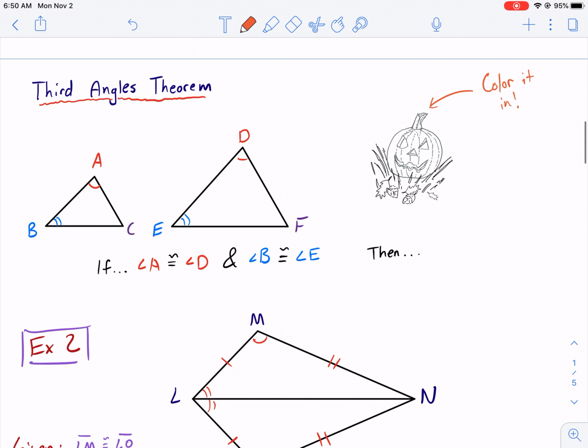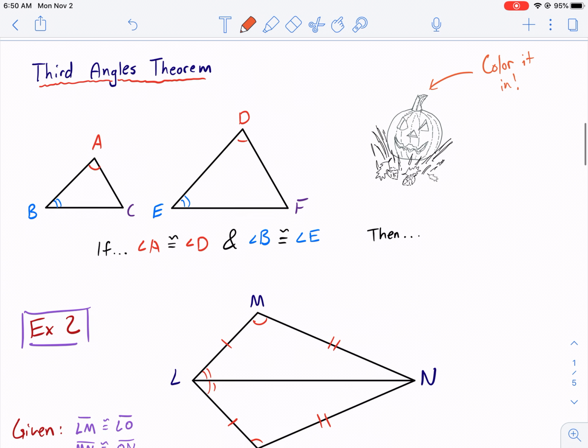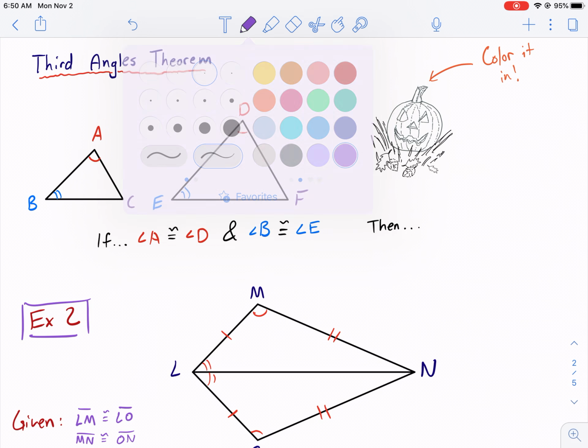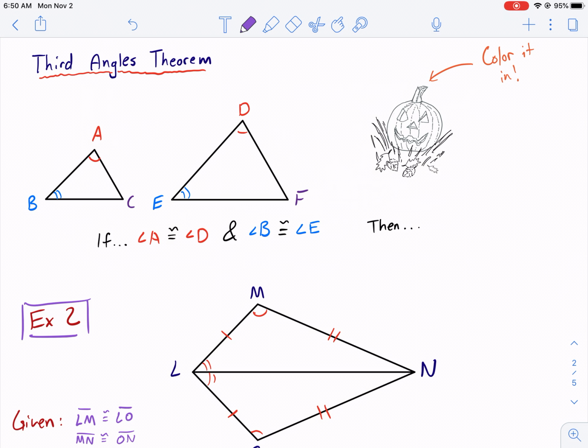Okay. Moving on. Color this in if you are following along in the guided notes. Third angles theorem. What is this about? Well, if we know B is congruent to E and A is congruent to D, then what do you think we know about the rest of this triangle? Well, since it's called the third angles theorem, we probably can say that angle C is going to be congruent to angle F. Angle C is congruent to angle F.